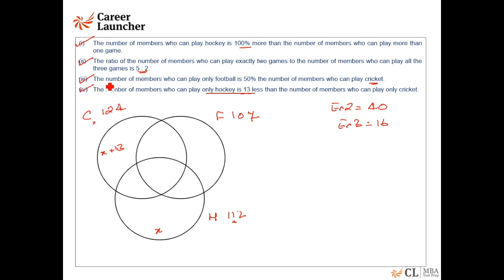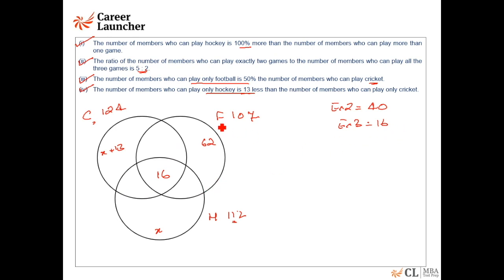Okay, statement 3 we have not done, I'm sorry. The number of members who can play only football is 50% of the members who play cricket. So only football will be half of cricket, which is 62. Right? And this is going to be 16, we know. Okay. Now, what will be the remaining stuff?